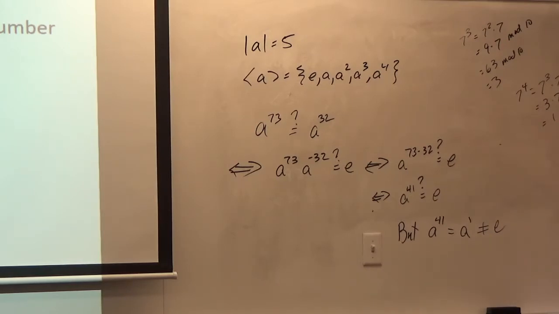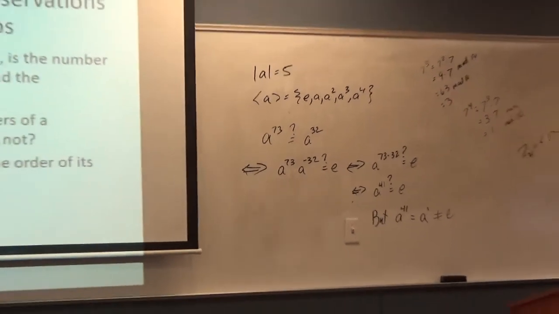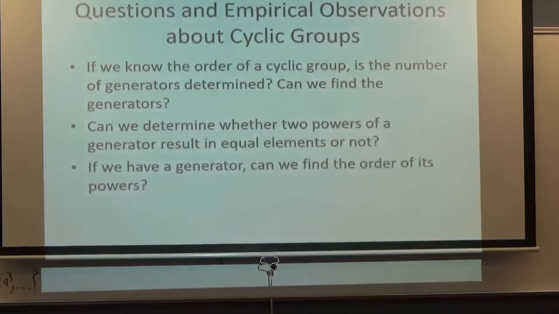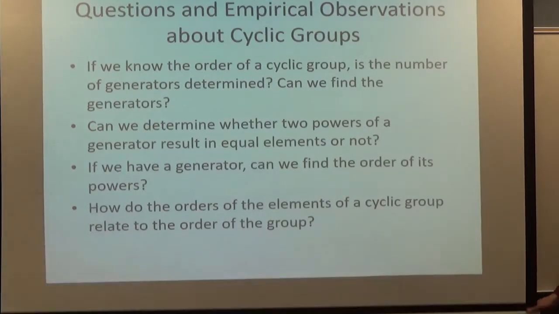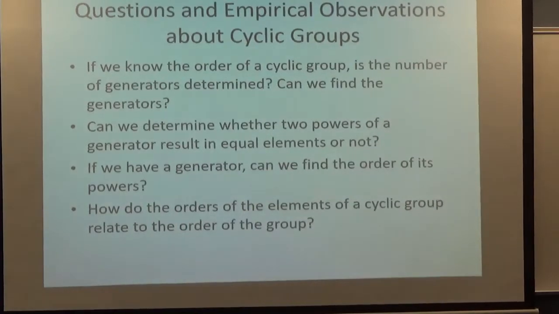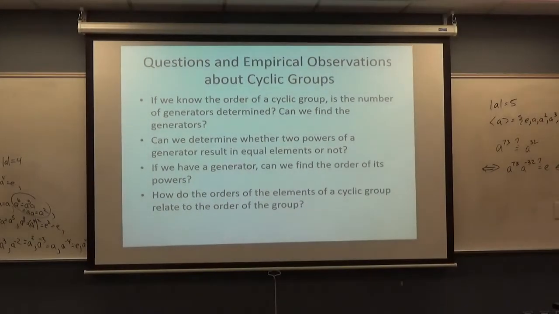So yeah, that kind of question could be answered either with particular examples or in the abstract. If we have a generator, can we find the order of its powers? The answer is yes. How do the orders of the elements of a cyclic group relate to the order of the group? Say you got a cyclic group of order 12. What are the possible orders of subgroups of it? Of elements in it and subgroups? Yeah, and what types of subgroups do cyclic groups have? Not two. Typo there at the end.